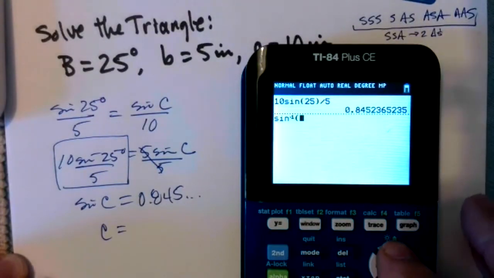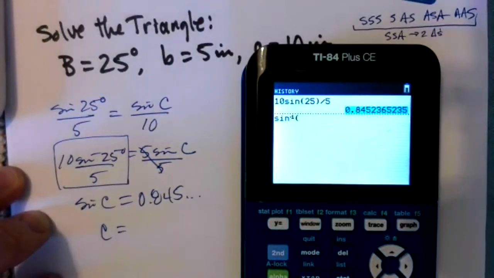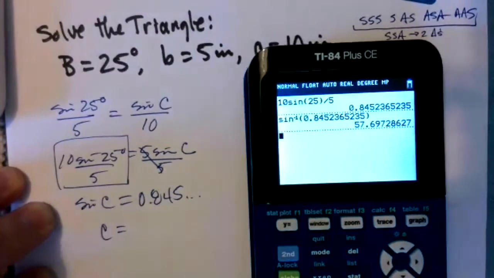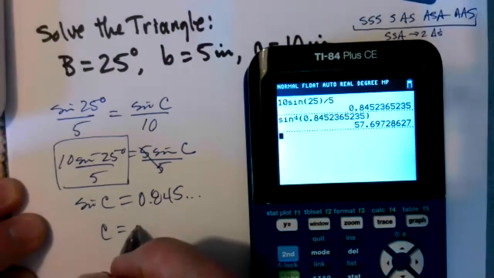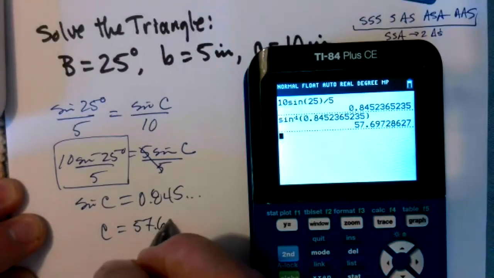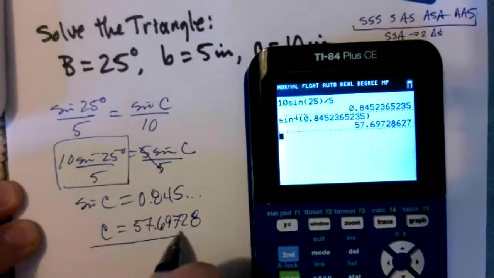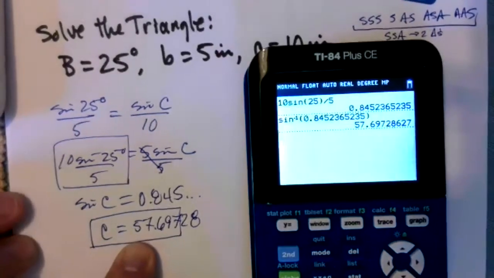And if you're working on a TI-84 Plus C or CE, or a newer TI-84, you can actually up arrow and hit that and do the inverse sine. Or if you're on an 83, you'll have to do second, answer, second, the negative one sine. Okay, so 57.69728, and so on. So angle C is 57.697.